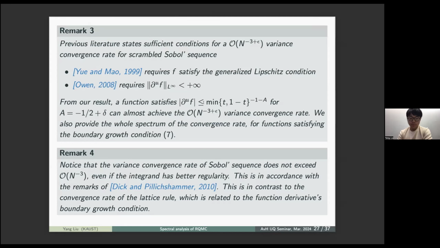Not only that, but we also provide the whole spectrum of convergence rates for functions satisfying different growth conditions. The observation that the variance convergence rate of the Sobol sequence does not exceed n to the -3 is in accordance with the remarks from the book by Dick and Pillichshammer, even if the integrand has better regularity. This is in contrast with the lattice rule, because in the lattice rule you can have higher regularity on the higher order derivatives, and then you can get a faster convergence rate.